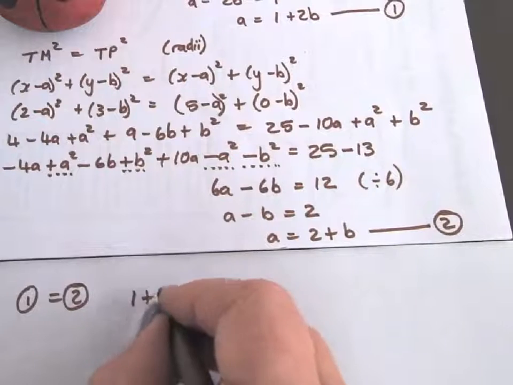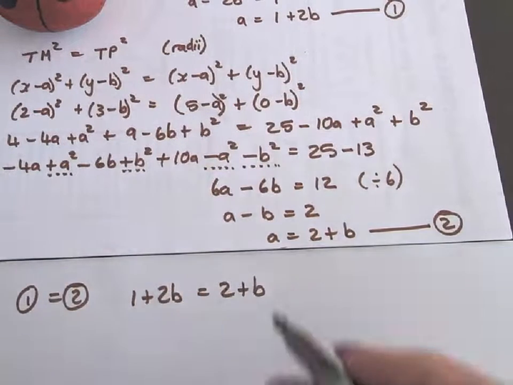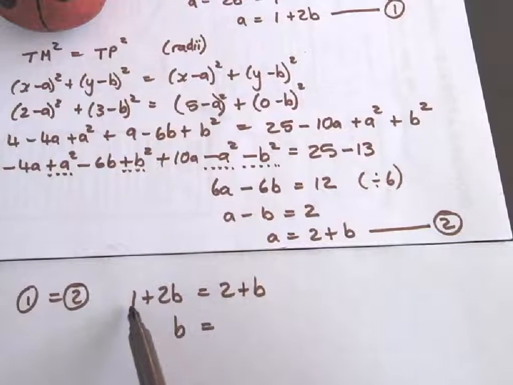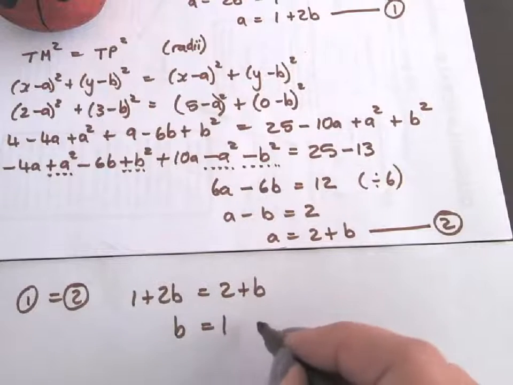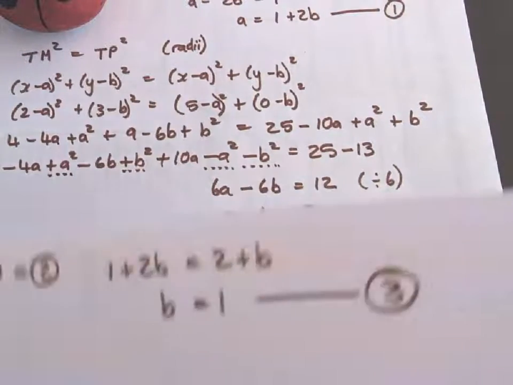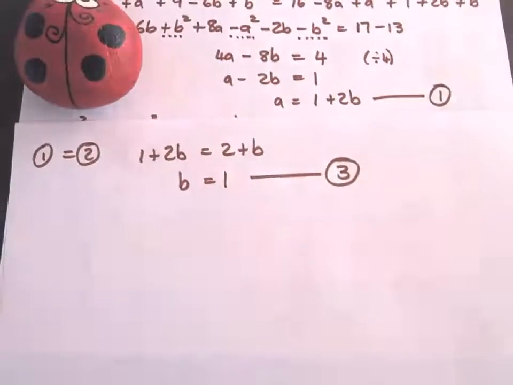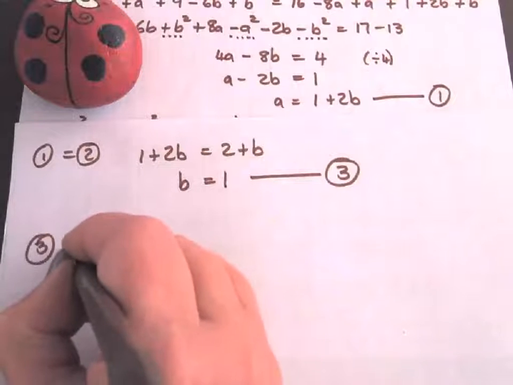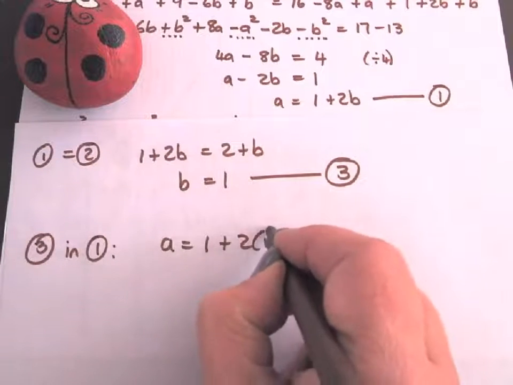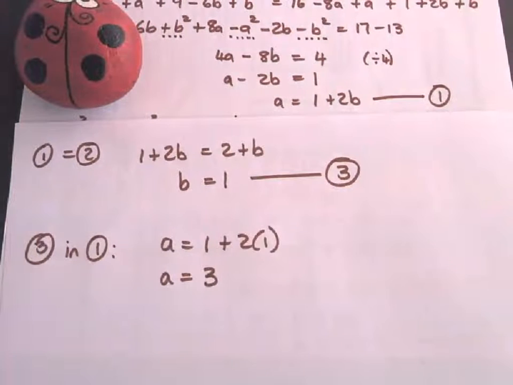Then I get 1 plus 2b equals 2 plus b. Take this b over to the left and then we have b equals. Take this 1 to the right and we have 1. Equation number 3. Now I'm going to substitute 3 into 1. So a equals 1 plus 2 times 1. A equals 3 and b equals 1.